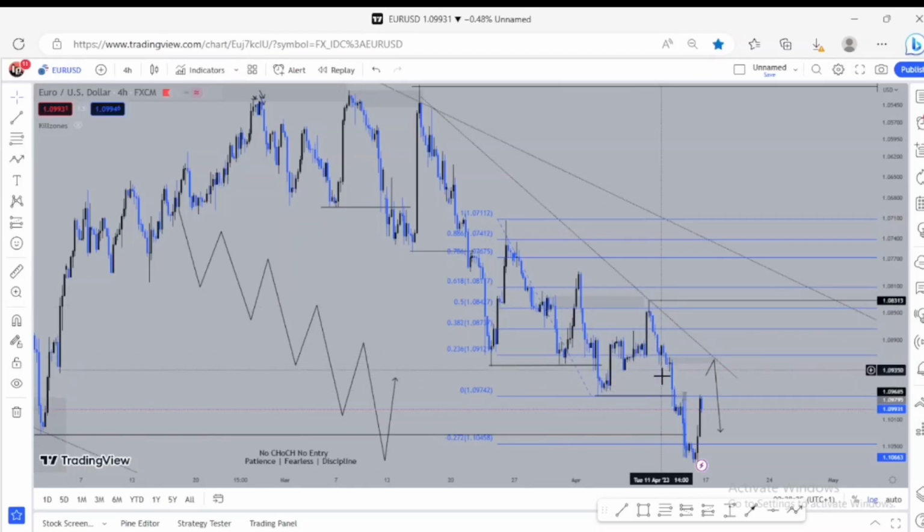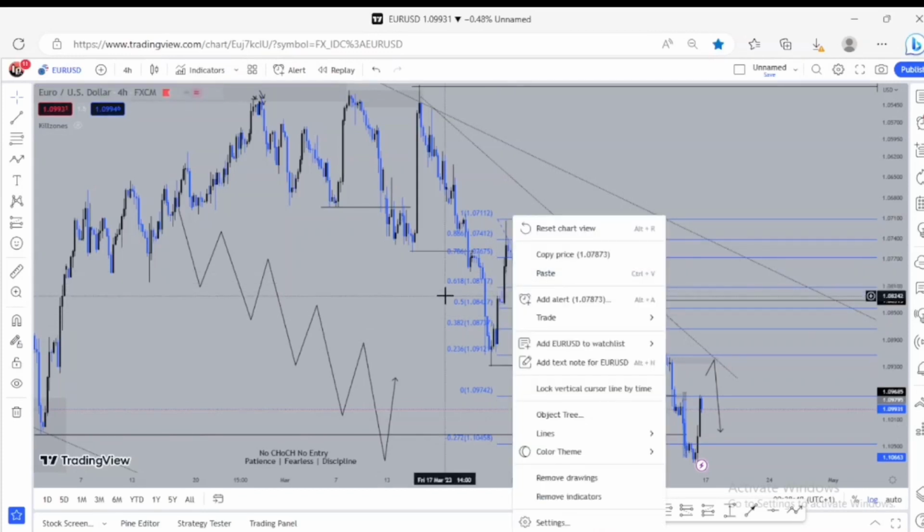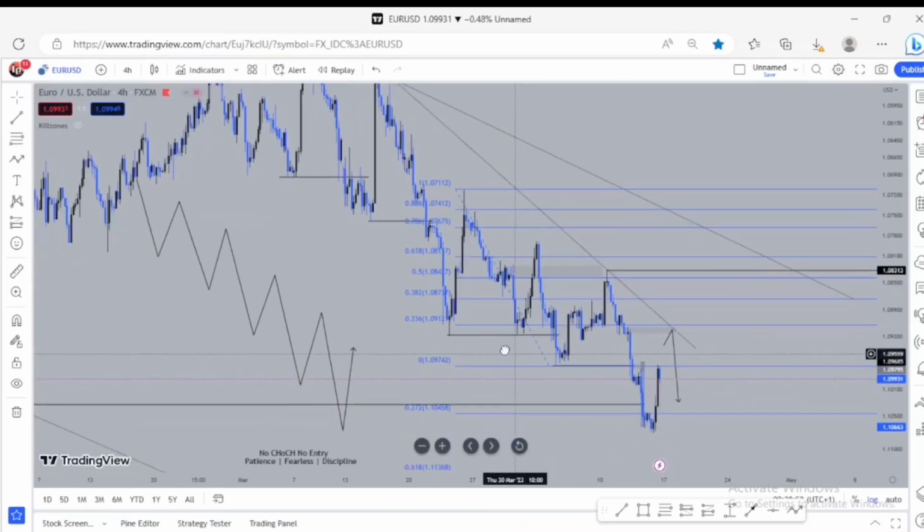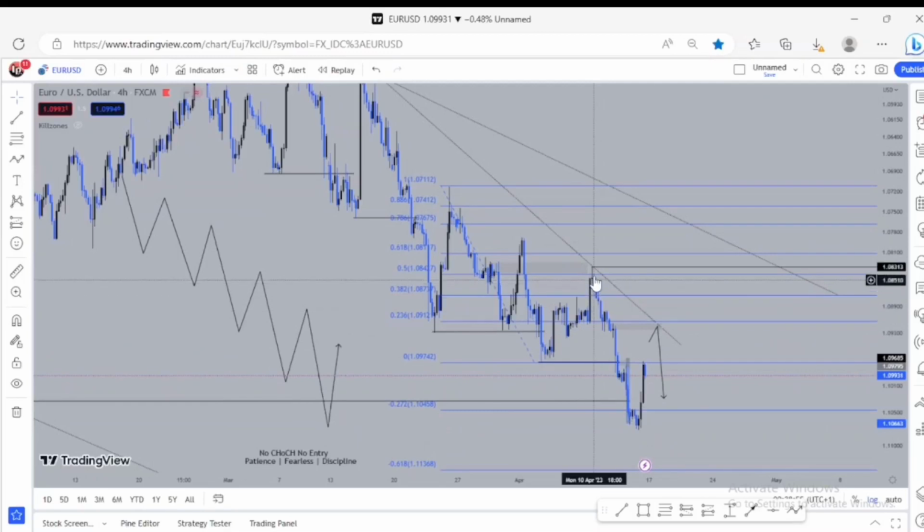After that, you see that the market dropped. After dropping, it broke this previous low. So what I'm waiting for again is for the market to give me a new low, which they have given to me. Then after that, I will be placing my Fibonacci from this swing high to the swing low. So this is very simple for you to understand.